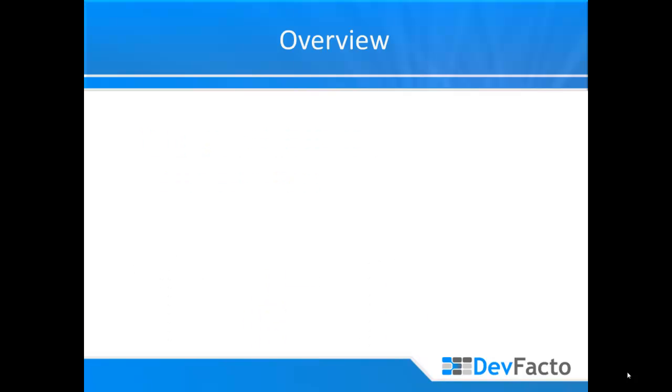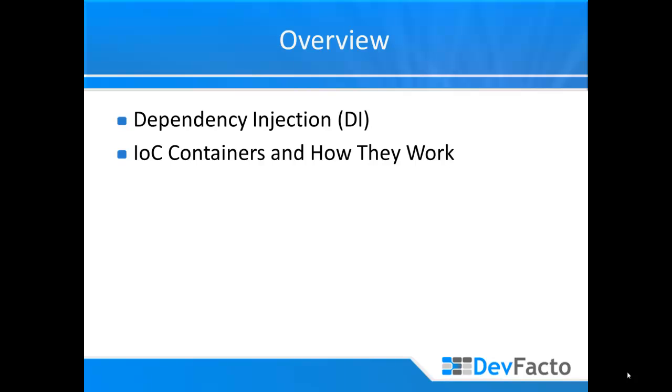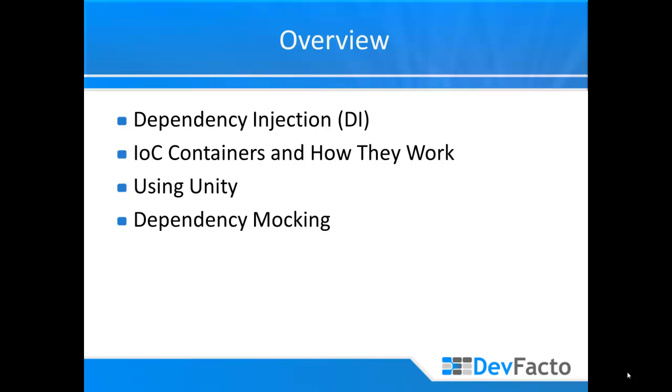Okay, so in this presentation we're going to go over a couple things. We're going to go over dependency injection and what that is, how that can help you. IoC containers and how they work. We're going to have a little demo on Unity, which is an IoC container, and we'll see how that operates and how you can use it. Dependency mocking, we're going to go over what it is and how it can help you. And MockU or Mock, however you want to pronounce that, which is a dependency mocking framework.